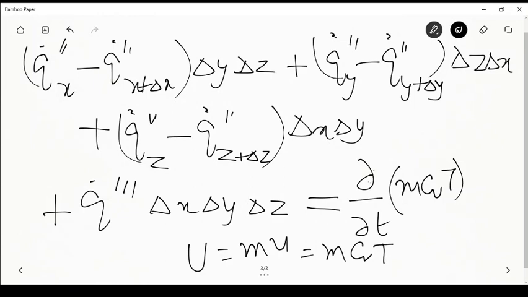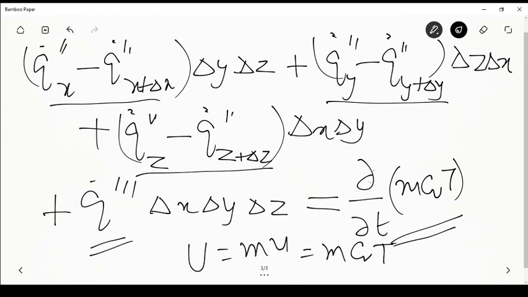So the left hand side looks like this, del by del t of m Cv T, and that is equal to all of these terms now. So there are two heat flux terms here, two heat flux terms here, and two heat flux terms here, and there is a heat generation term which is here.